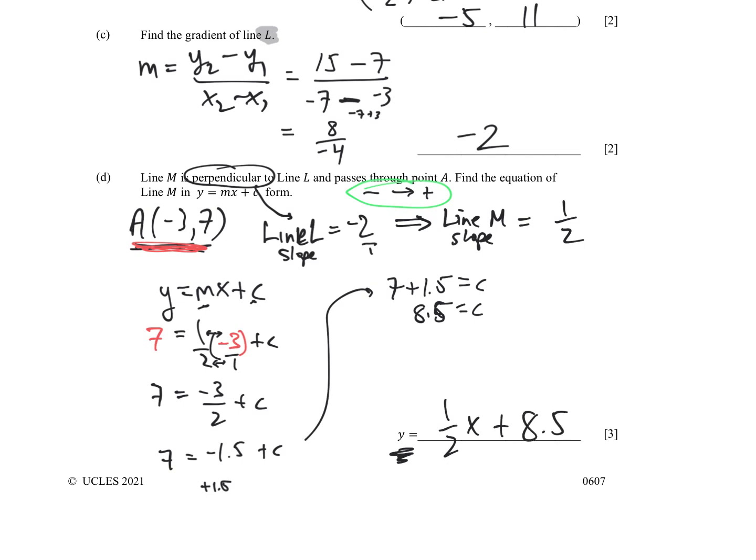And it's possible that you might have done the 8.5 as 7 plus 3 over 2. You might have done it in fraction form, which is 14 over 2 plus 3 over 2. We need common denominators, and then that's 17 over 2. So your equation could have been y equals 1/2 x plus 17 over 2, right? It's fine if it was in fraction form. That's also okay.